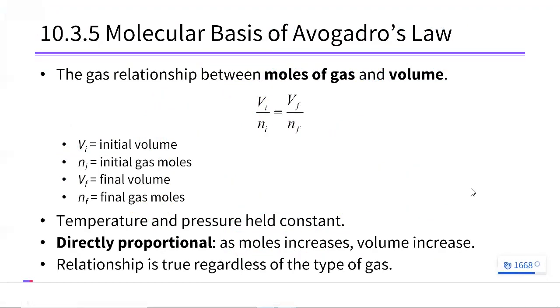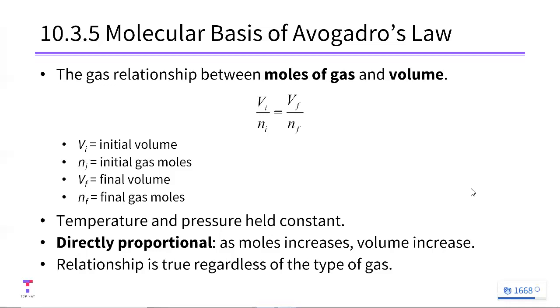thus far, everything that we have talked about has largely assumed one thing in common, that we had a trapped gas. We had a fixed amount of gas. But what if we did not have a fixed amount of gas? Well, in that case, we could apply what is known as Avogadro's law.